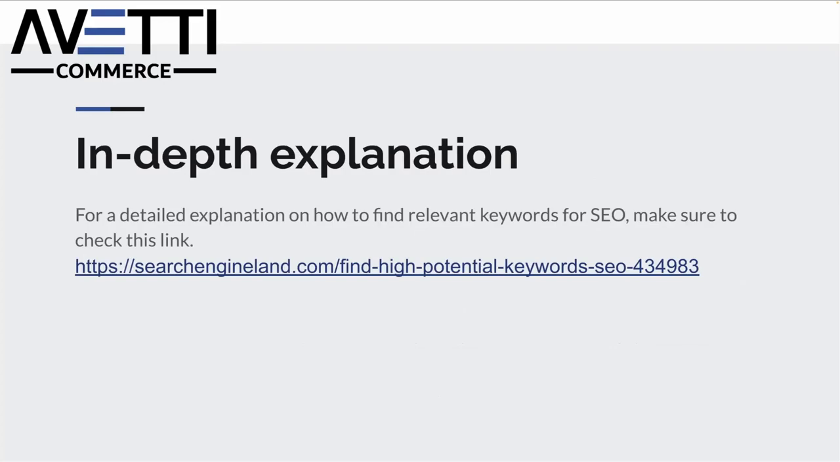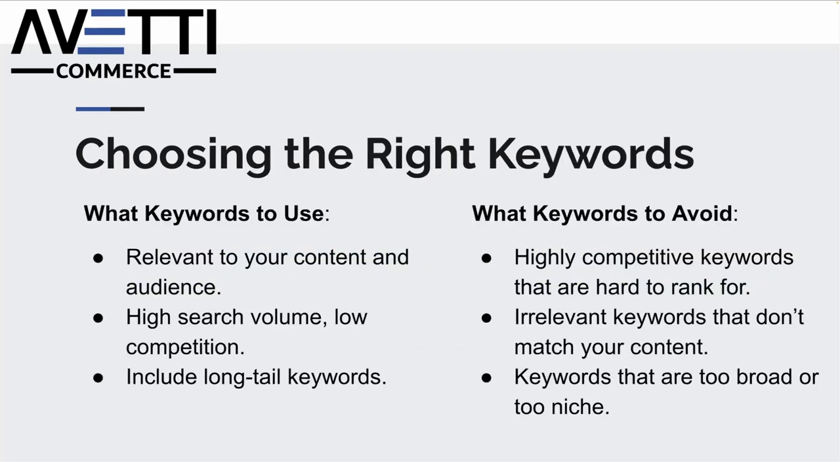Okay, so here's an in-depth explanation. You can click this link if you want to know more about how to find relevant keywords for SEO. Now, choosing the right keywords. We have 2 columns here: what keywords to use and what keywords to avoid. Now, what keywords to use? Relevant to your content and audience, high search volume, low competition, include long tail keywords.